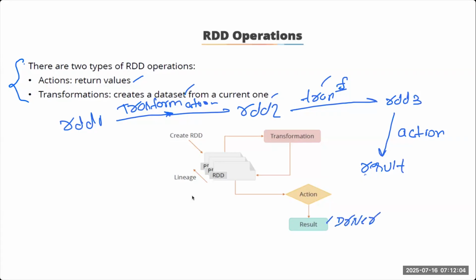We have workers and drivers, right? On the worker, these transformations will happen, and once you write the action, it will calculate the final result and return it to the driver. Now we'll see what the transformations and actions are. Not all, but a few, and we'll come back to it again after learning Scala, just to look again at the actions and transformations.